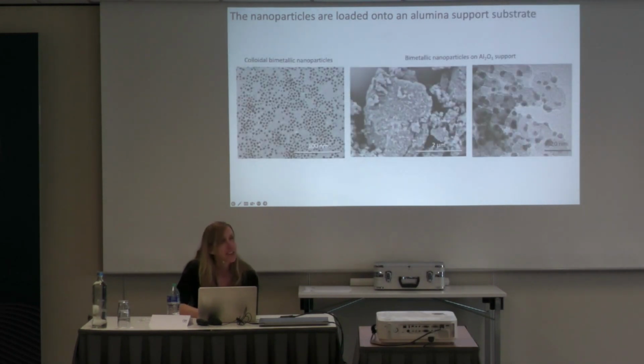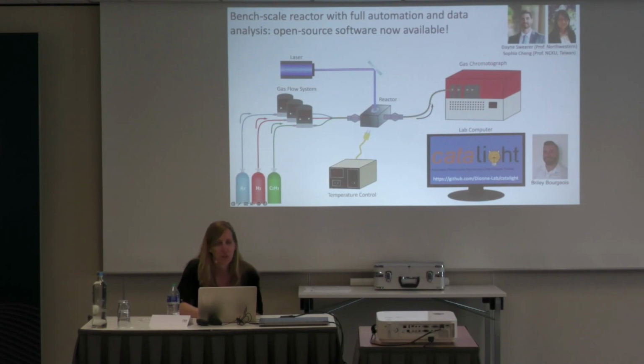So here are some of the nanoparticles. They're the colloidal bimetallic nanoparticles. We put them onto the support substrate, which is kind of like grains of sand, and then you pack them into that reactor that I showed you earlier. And we know now from the TEM where the bimetallic nanoparticles are located, where they have their plasmon resonances, and also how much hydrogen gets loaded into them when we've tuned the composition of the nanoparticles.